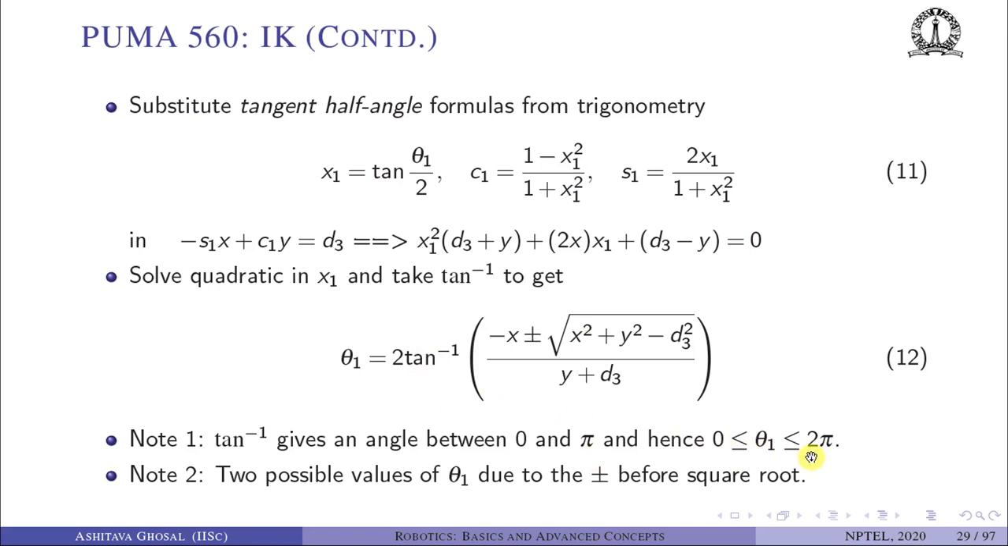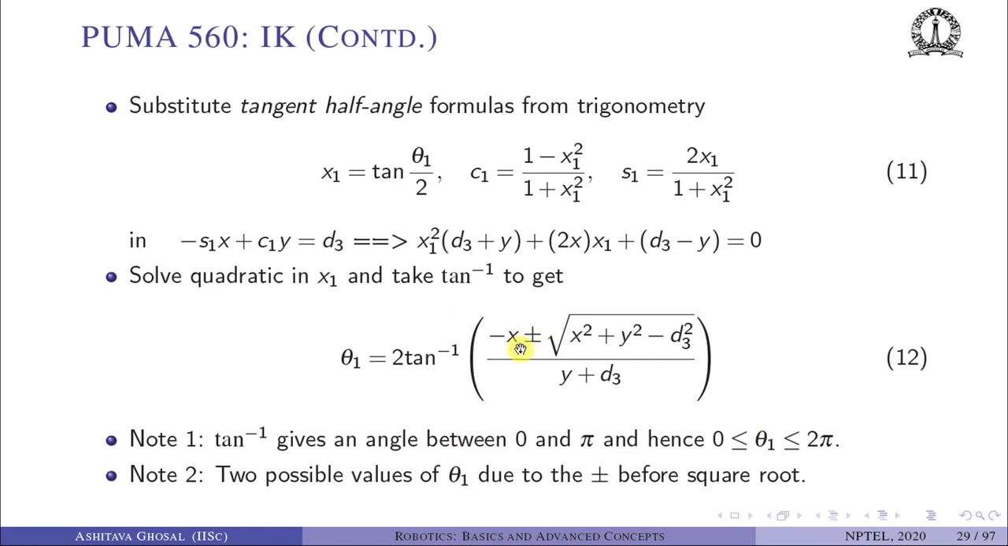So we don't have to use a tan2 here. This idea of a tangent half angle makes us get an angle which is in the right quadrant. The second observation is we get two possible values of theta 1 due to this plus minus sign in the square root. Okay, so again, uniqueness?